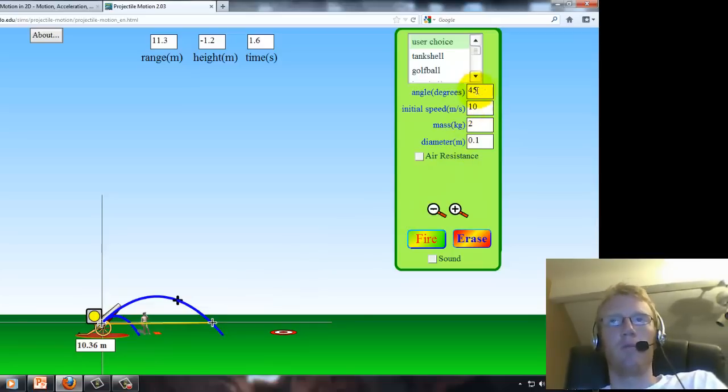Now let's see what happens when we change the angle. What if we put it at a steeper angle? So now the cannon is launching more vertically, so we expect it to go higher. Will it also go farther, or will it not go as far? So it goes higher, but then it doesn't go quite as far.